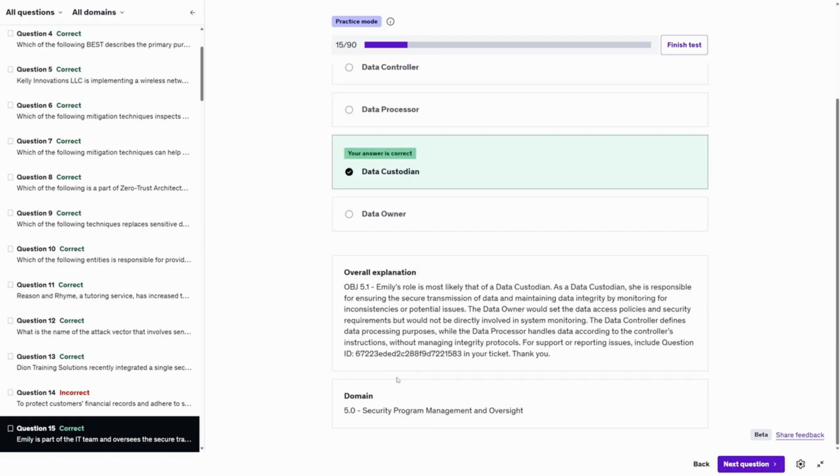A data custodian is responsible for ensuring the secure transmission of data and maintaining data integrity by monitoring inconsistencies or potential issues. The data owner would set the data access policies and security requirements, but would not be directly involved in system monitoring. The data controller defines the data processing purposes, while the data processor handles data according to the controller's instructions without managing integrity protocols.